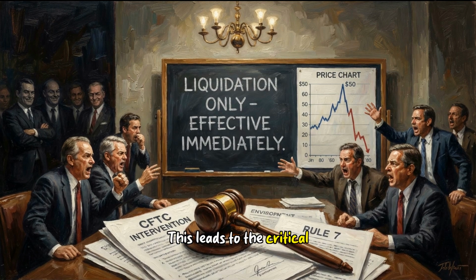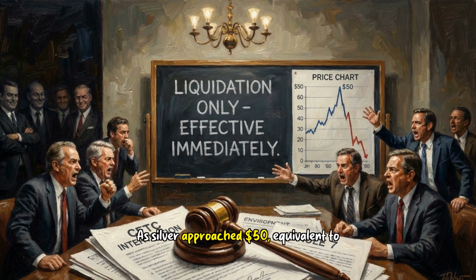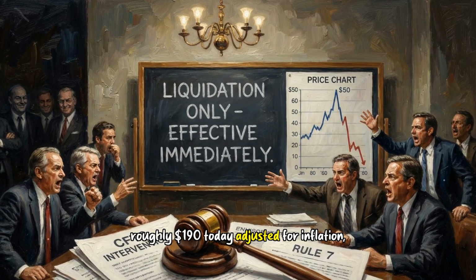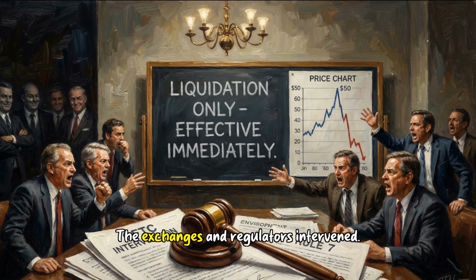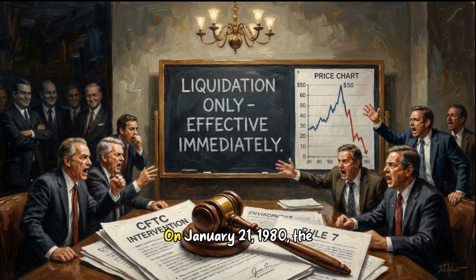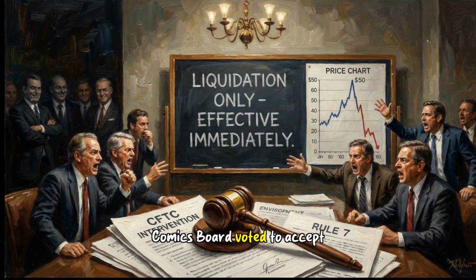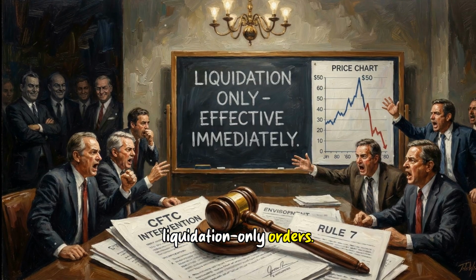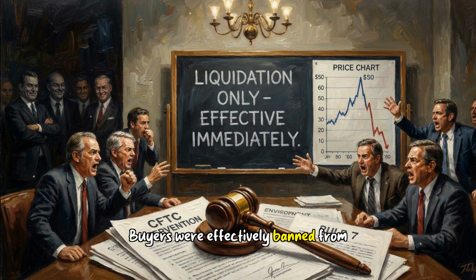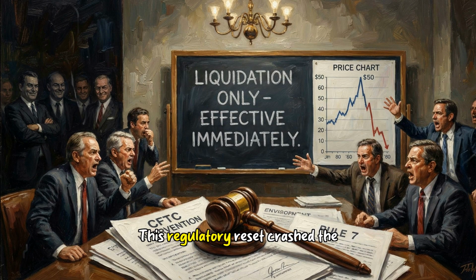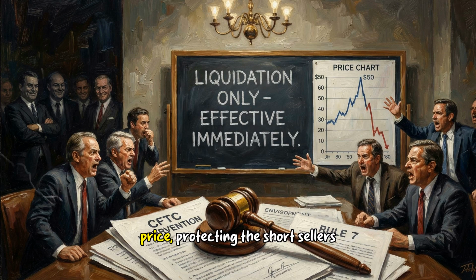This leads to the critical moment. As silver approached $50, equivalent to roughly $190 today adjusted for inflation, the exchanges and regulators intervened. On January 21, 1980, the COMEX board voted to accept liquidation-only orders. Buyers were effectively banned from entering new positions. You could only sell.